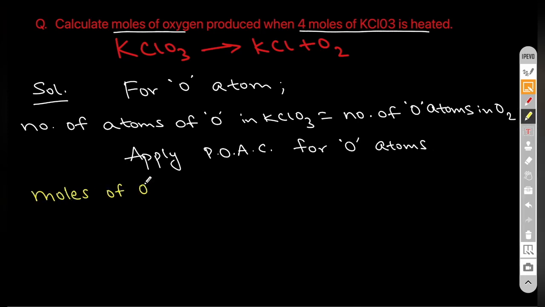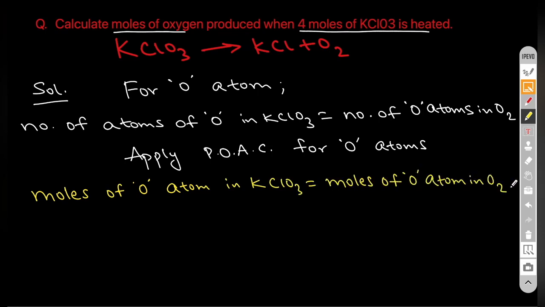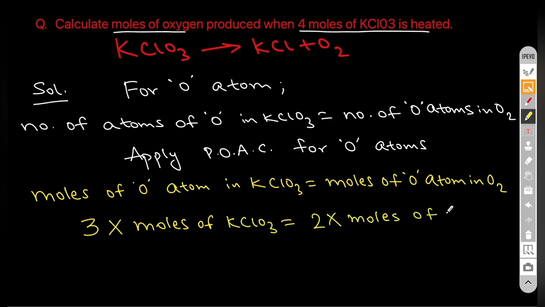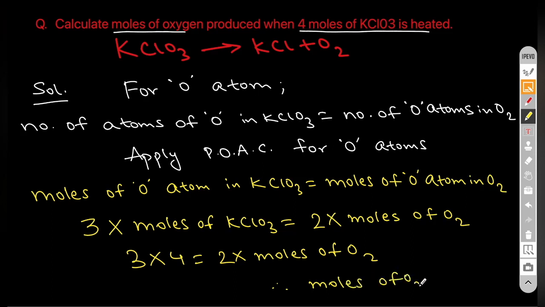So we'll write moles of O atoms in KClO3 should be equal to moles of O atoms in O2. Moles of O atoms in KClO3 is 3 times moles of KClO3, because there are 3 atoms of oxygen in KClO3. Also here we will write 2 times moles of O2 because there are 2 atoms of O in O2. So 3 multiplied by 4 is equal to 2 into moles of oxygen. Therefore moles of oxygen will come out to be 6, and this will be the answer.